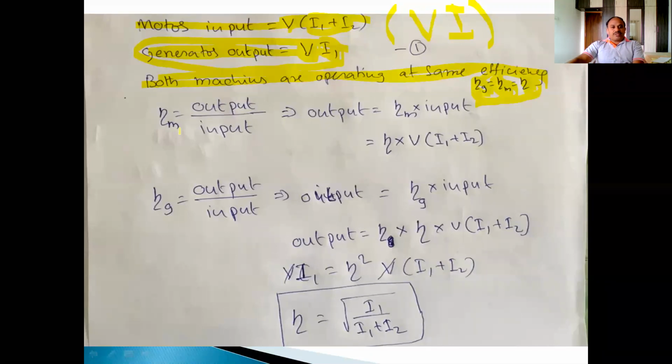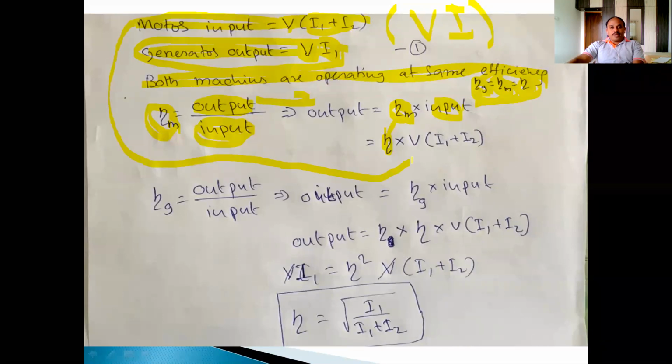Now, the motor efficiency equals output power by input power. Therefore, output equals the efficiency of the motor into input. Since the two machines have the same efficiency psi, this becomes psi into the input to the motor, which is V into I1 plus I2. So the output from the motor equals psi into V into I1 plus I2.